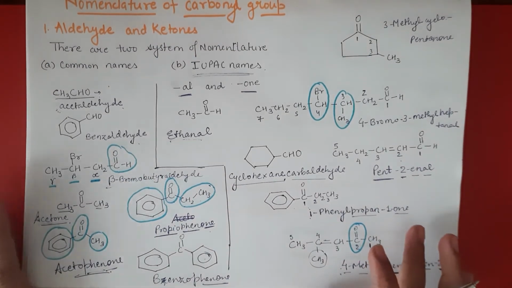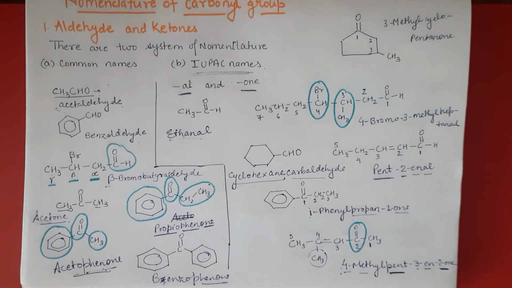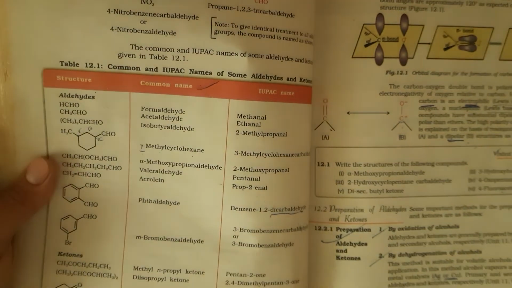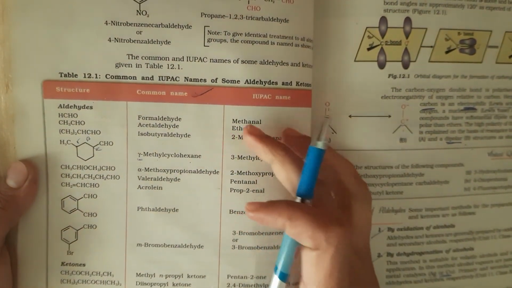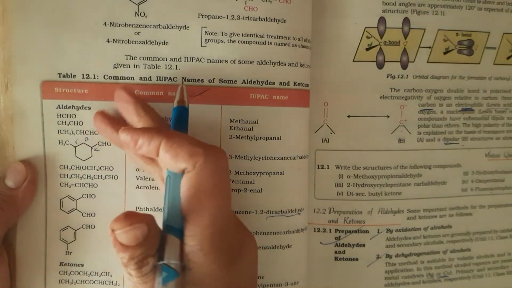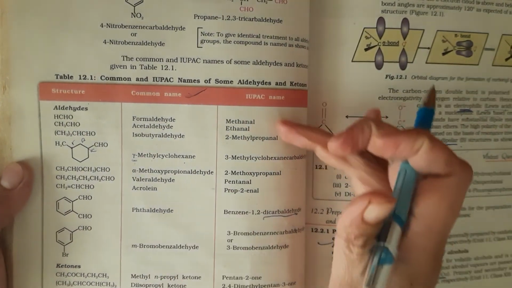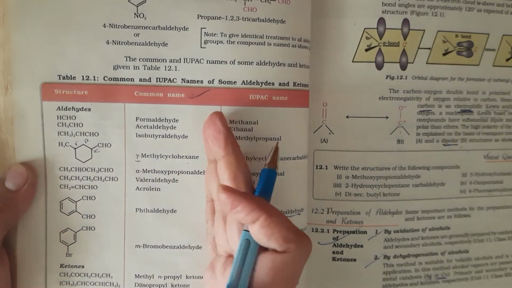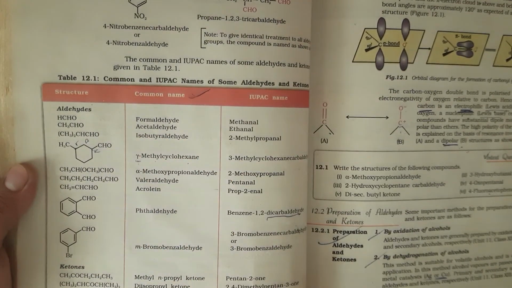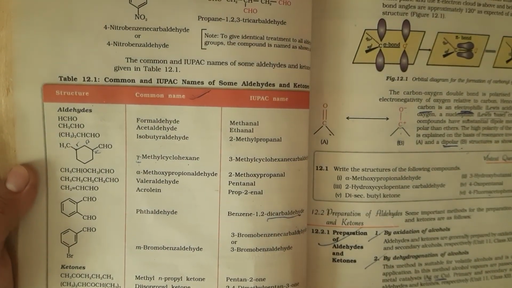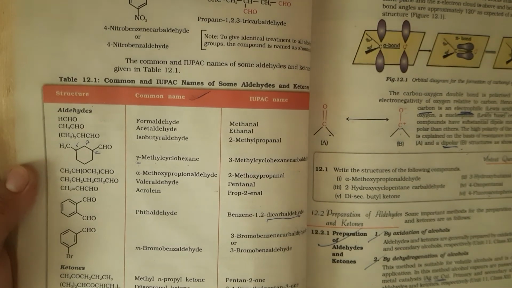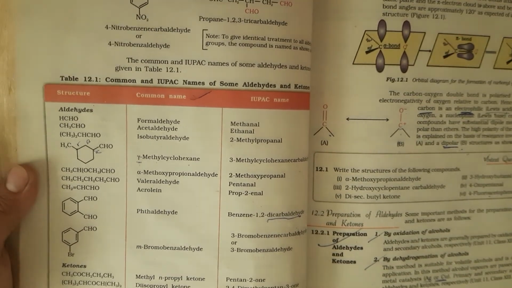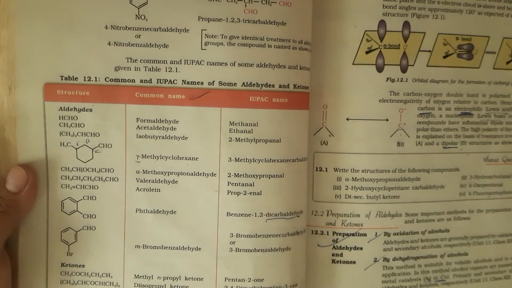So to understand the nomenclature of carbonyl groups for aldehyde and ketones, you have to practice a lot, and a small table is given in your NCERT book also. Okay, in NCERT book this table is given. What you have to do, you have to draw the structure of aldehyde, and you have to write the name by your own and just match these names, so that you can become confident that yes, you can write the names of the groups present.